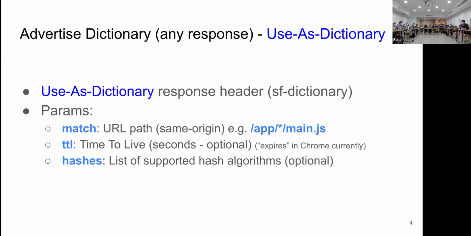There is an optional TTL, time to live, field to indicate how long the dictionary is allowed to be used. This is independent of the cache lifetime. Currently, Chrome is using expires for this field. There is another optional hashes field to indicate hash algorithms supported by the server. The hashes are used by clients to advertise the available dictionary.